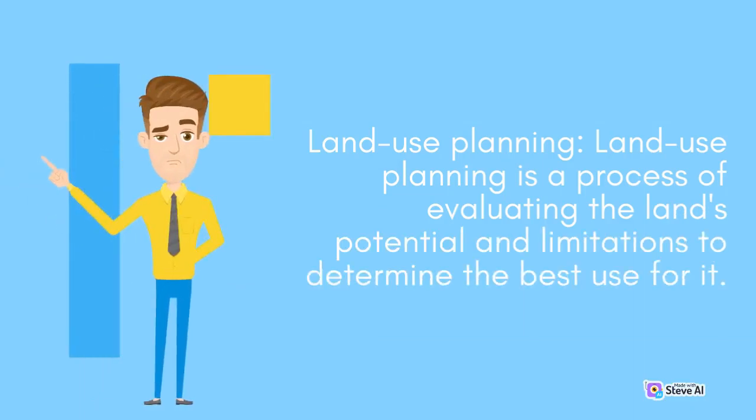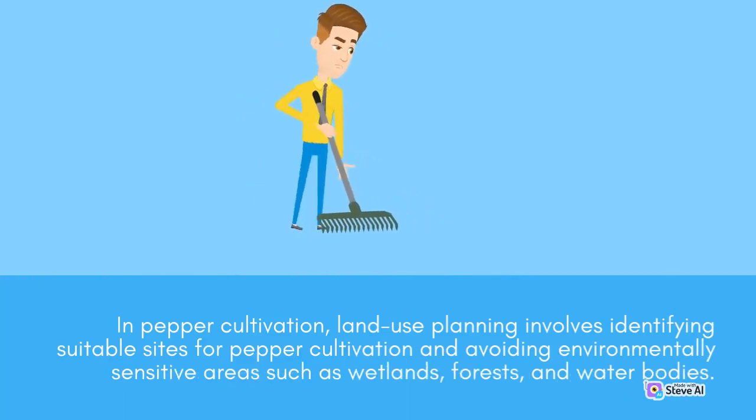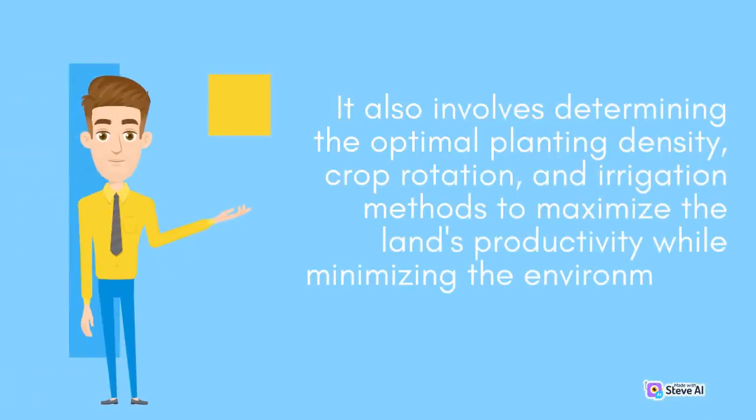Land use planning. Land use planning is a process of evaluating the land's potential and limitations to determine the best use for it. In pepper cultivation, land use planning involves identifying suitable sites for pepper cultivation and avoiding environmentally sensitive areas such as wetlands, forests, and water bodies. It also involves determining the optimal planting density, crop rotation, and irrigation methods to maximize the land's productivity while minimizing the environmental impact.